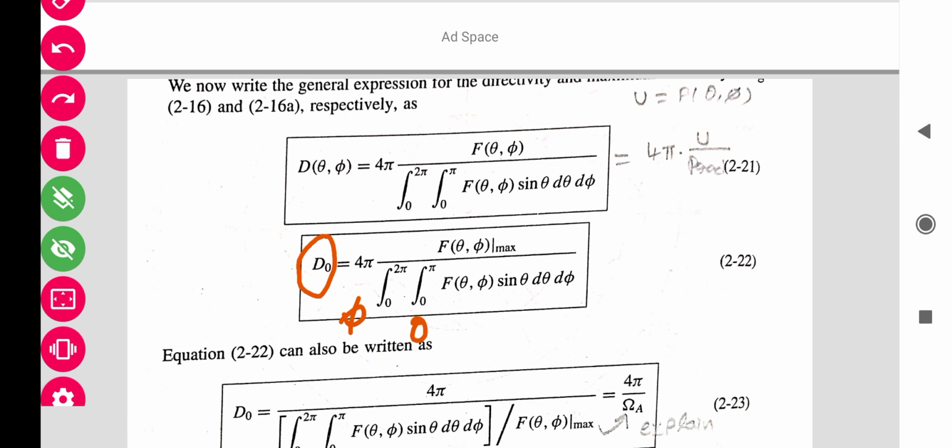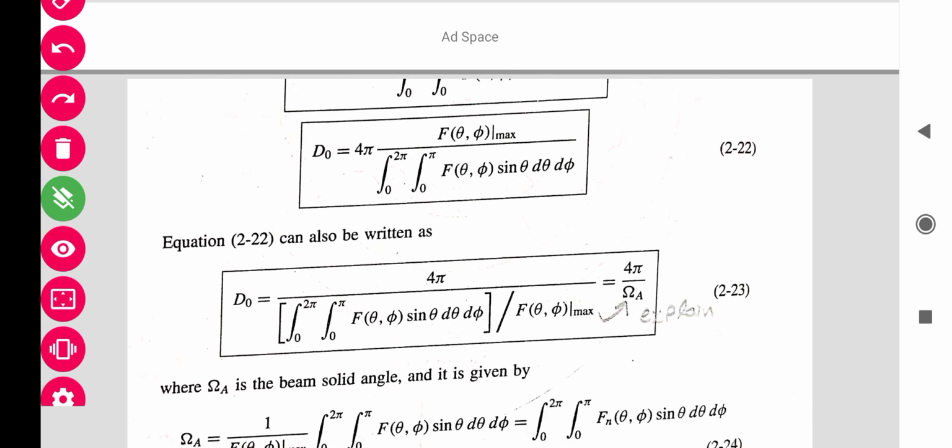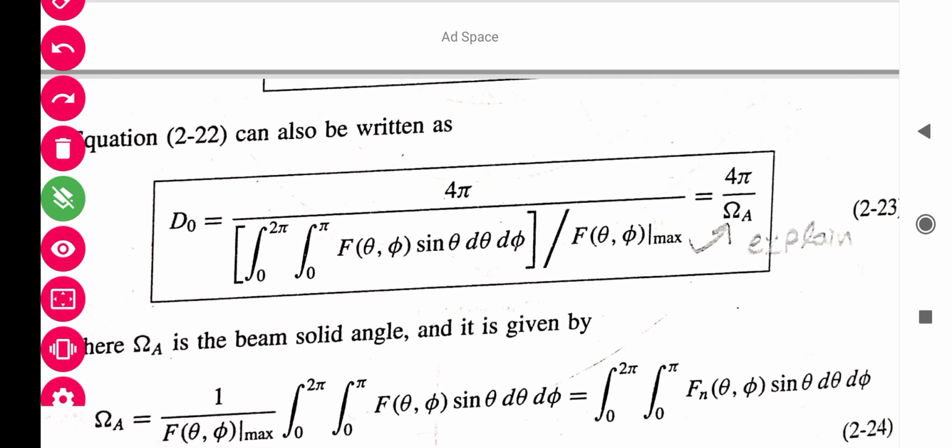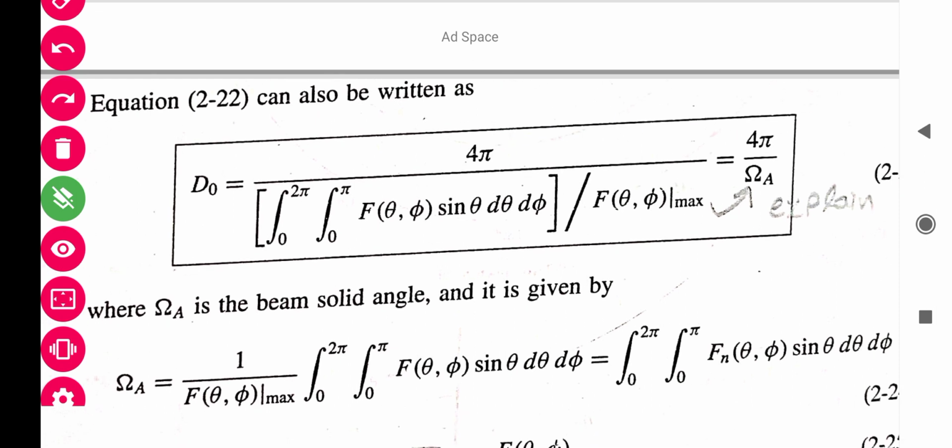and theta is varied from 0 to pi. Okay, now this is the D naught. So finally here we'll see that 4 pi divided by f of theta comma phi maximum, if we bring it down, it will be like this. The complete thing was simply represented as gamma A. So what is this gamma A? This gamma is nothing but simply a beam solid angle.